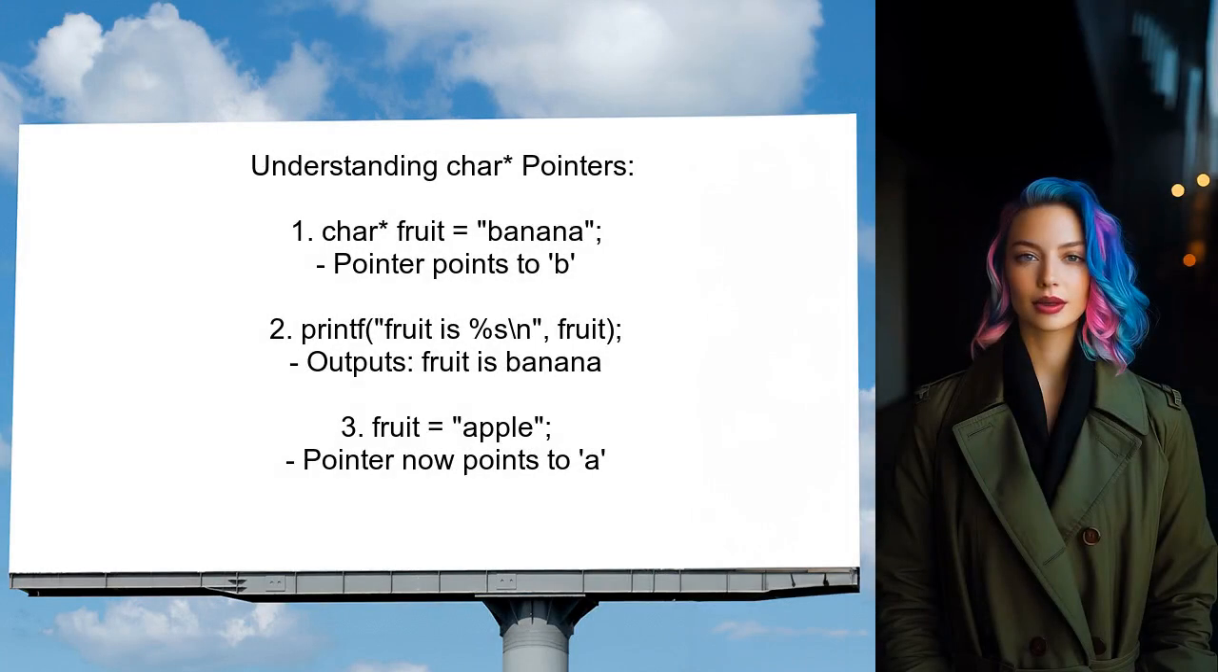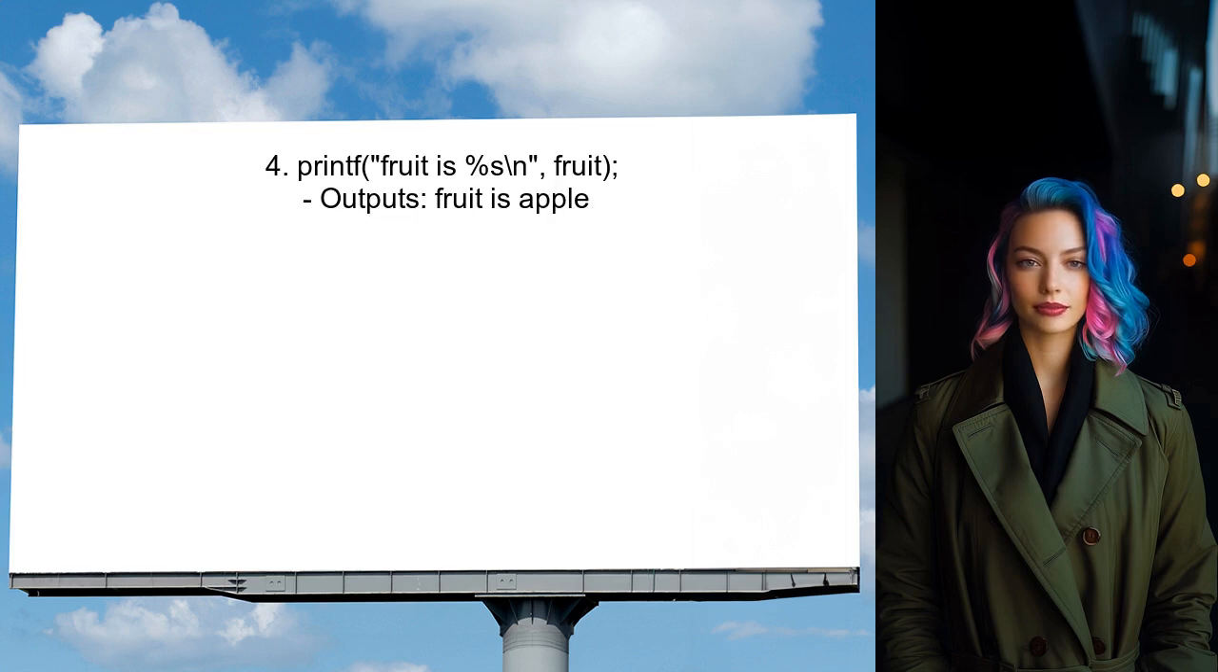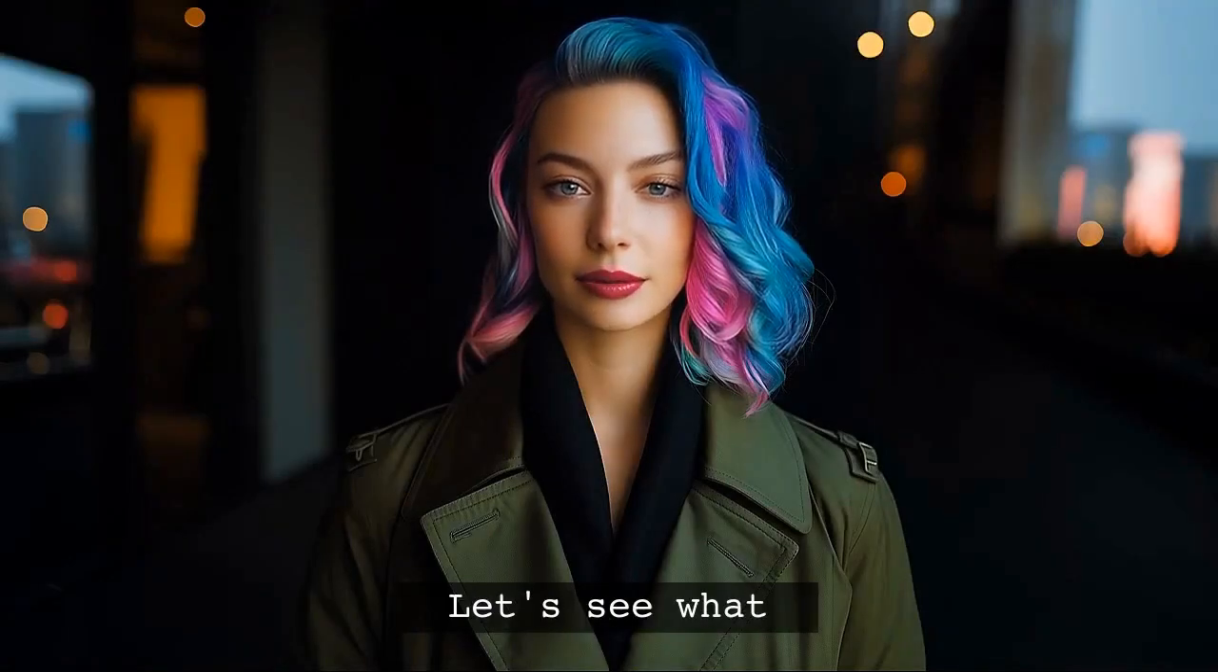This user explains that when you declare char *fruit and assign it to "banana", you're creating a pointer that points to the first letter of the string. When you print it, C reads from that pointer until it reaches the null character. By later assigning fruit to "apple", you're simply changing the pointer to point to the first letter of apple. That's all for that response. Let's see what someone else had to say.